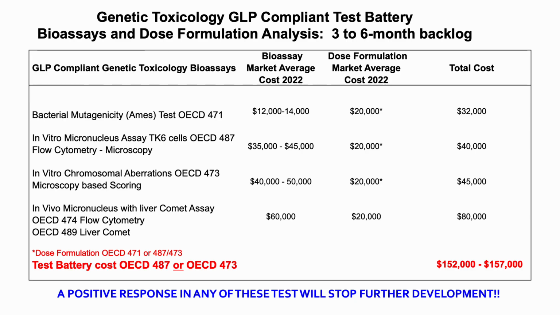This is one of the reasons why we're developing a screening program, because the genetic toxicology GLP compliant test battery can cost up to $150,000. Even a simple GLP compliant Ames test, which includes a rangefinder, a definitive study, and key dose formulation to meet GLP testing requirements, can cost up to $32,000. Therefore, a positive response in any of these tests will stop further development.